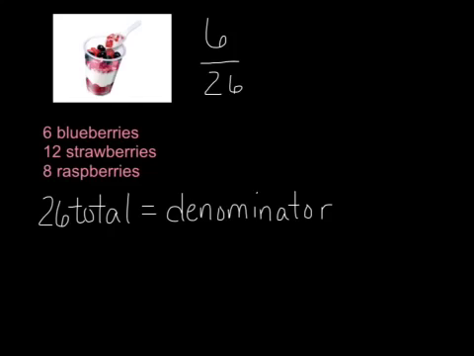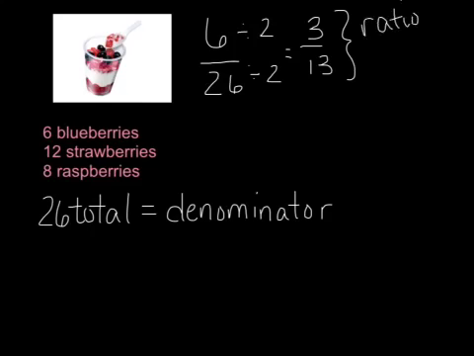Now we would need to simplify that, so I think the GCF of 6 and 26 is 2, so we're going to divide both the numerator and denominator by 2, and that gives us 3/13 is the ratio of blueberries to the total number of pieces of fruit in the fruit and yogurt parfait.